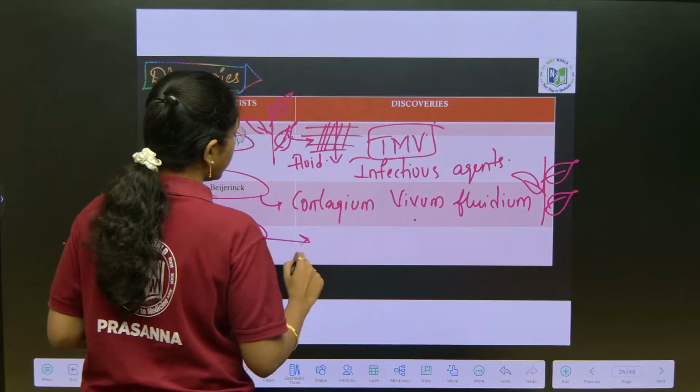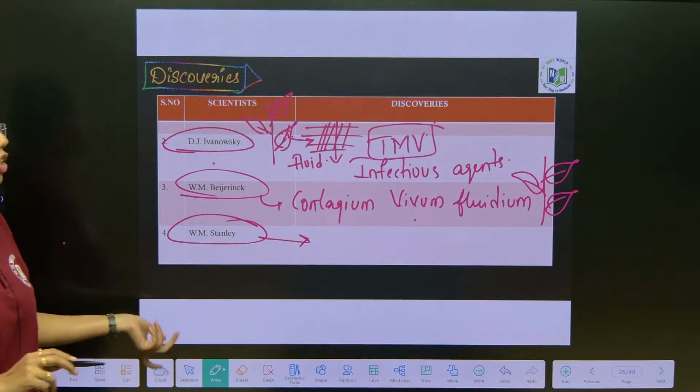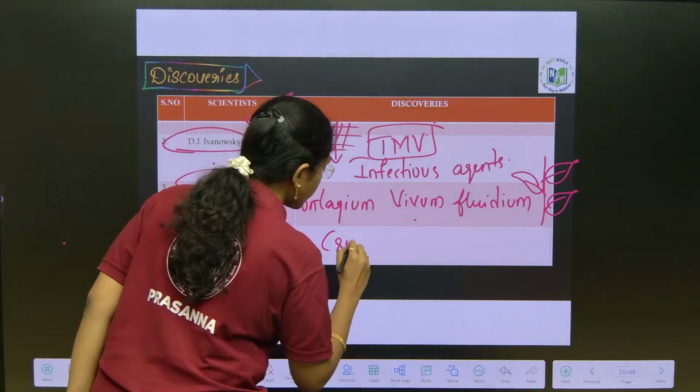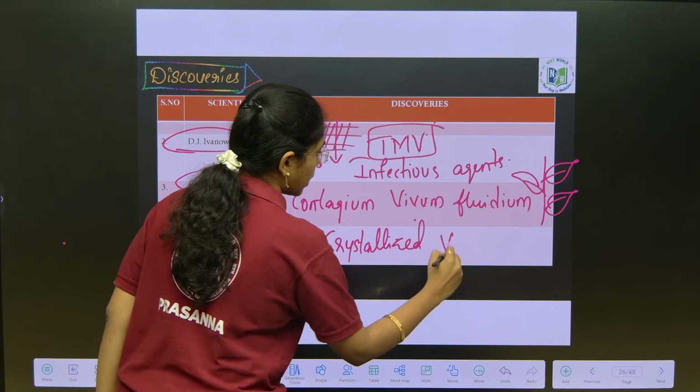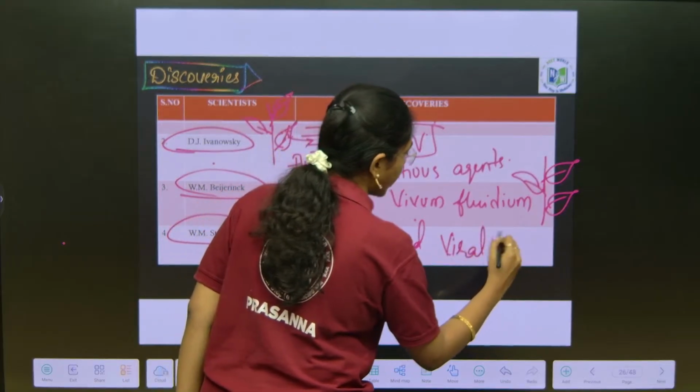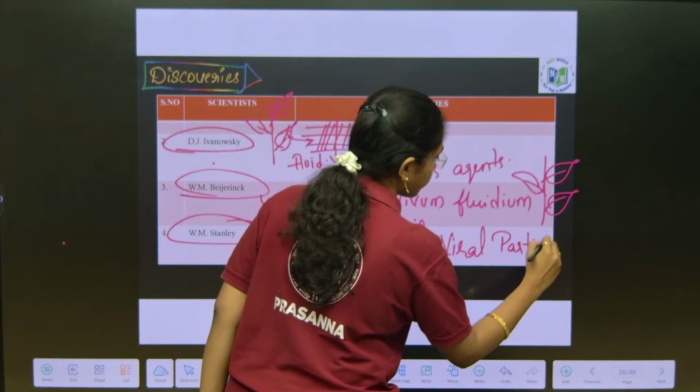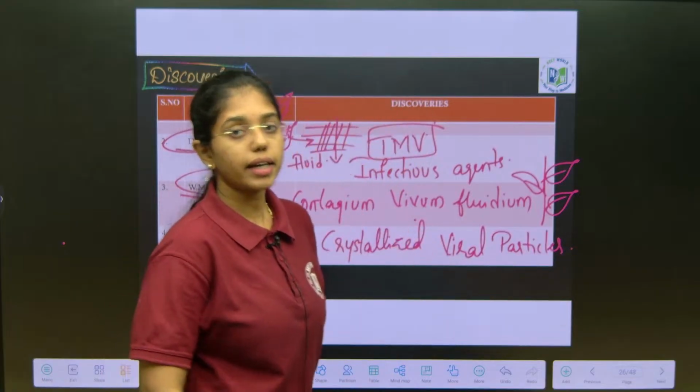It is the scientist W.M. Stanley who said that the crystallization of virus is possible. He crystallized viral particles. Clear till here?